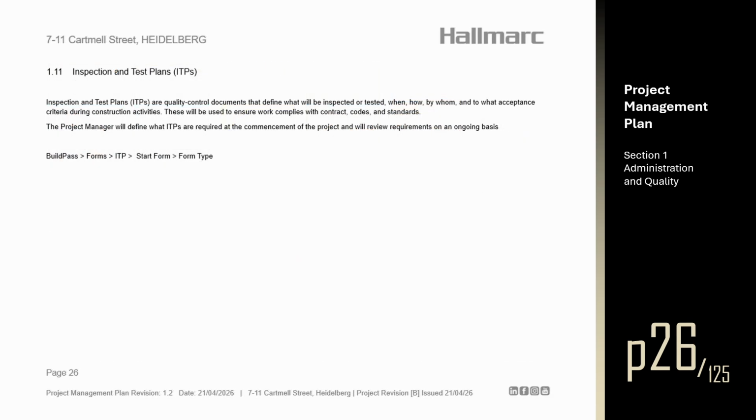Section 1.11. Inspection and Test Plans, ITPs. ITPs are quality control documents that define what will be inspected or tested, when, how, by whom, and to what acceptance criteria during construction activities. These will be used to ensure work complies with contract, codes, and standards. The project manager will define what ITPs are required at the commencement of the project and will review requirements on an ongoing basis. To access ITPs in BuildPass, follow forms, ITP, start form, form type.